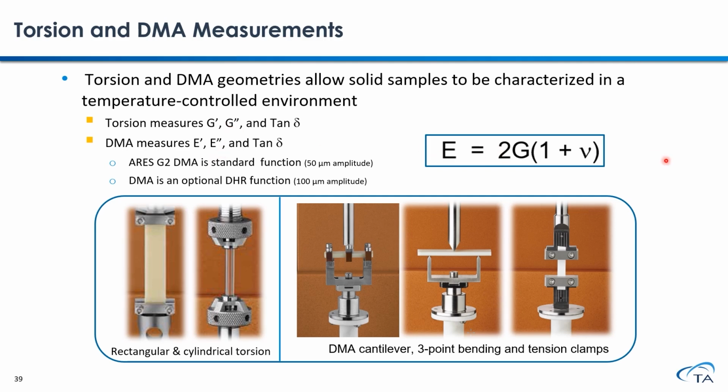These two moduli are linearly related. They're following this kind of linear relationship. And nu here is the Poisson's ratio of your material.